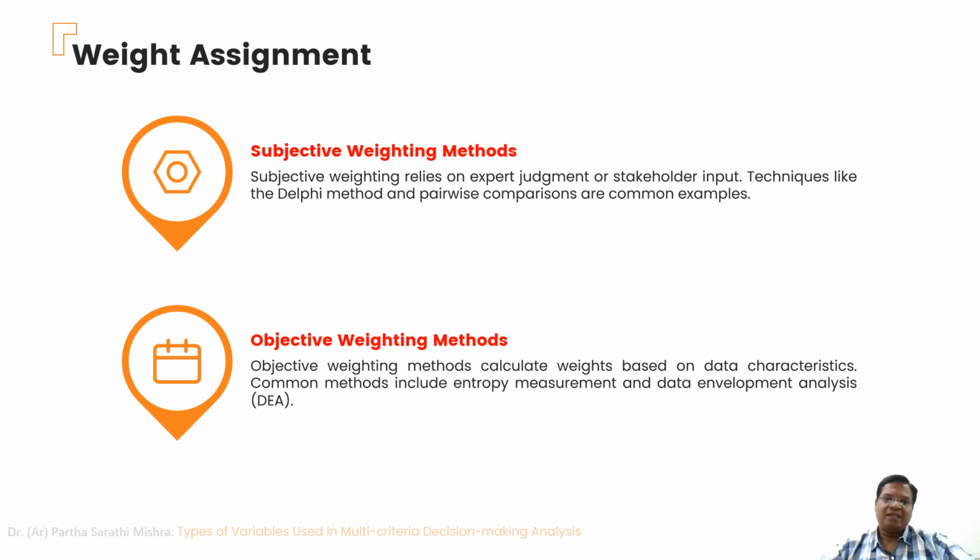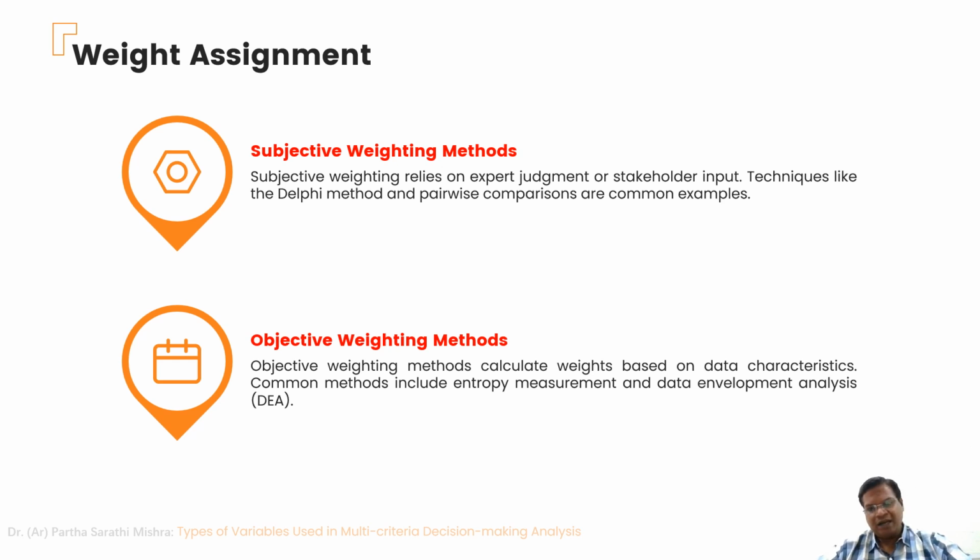Next is weight assignment, subjective weight assignment and objective weight assignment. As I discussed earlier, subjective weighting relies on expert judgment or stakeholder inputs. Techniques like the Delphi method, pairwise comparison methods, and AHP methods all come with the help of experts. We can do subjective weighting methods where the output will be in numerical form, in terms of percentage, whereas some objective weighting methods are also there, where from the data, or from the data characteristics, we can generate the weights.